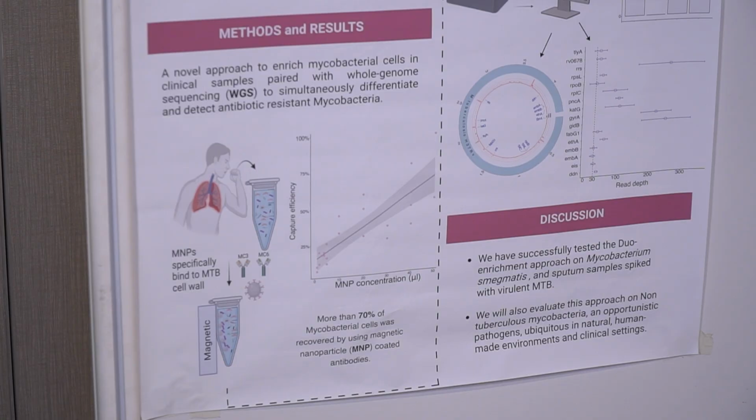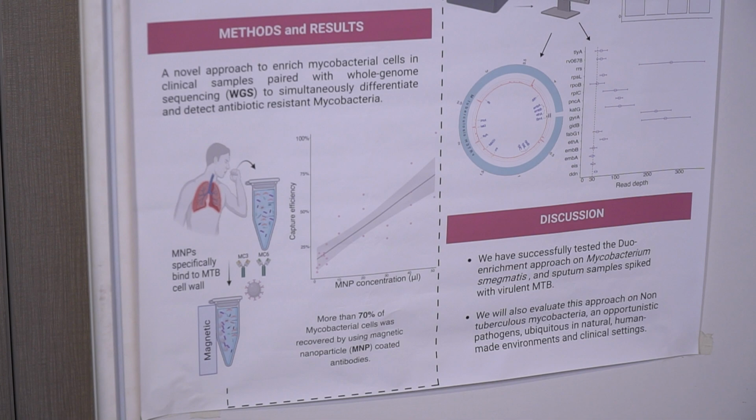In order to do that, we have designed magnetic nanoparticles which are functionalized with antibodies which recognize the mycolic acid present in the cell wall of mycobacteria. We put those magnetic nanoparticles in the sputum, which has already been treated with NaOH to remove other contaminants, and then we use a magnetic block to capture those magnetic particles and enrich the mycobacterium.